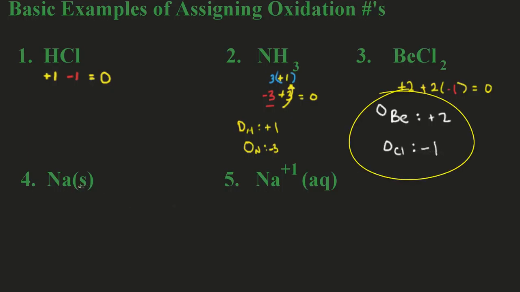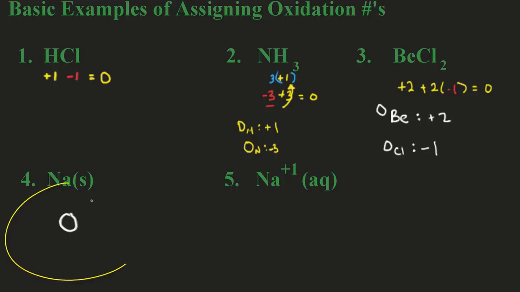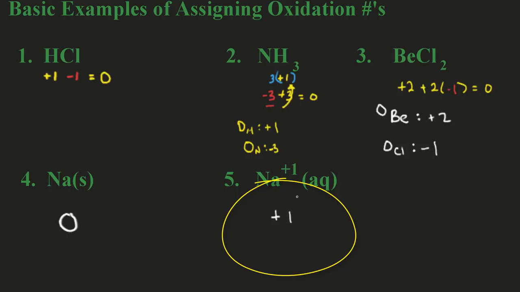This one, because it's a free element, you automatically write 0, move on. This one, because it's an ion, you automatically write the charge of +1, and then you move on. Alright? So these are some pretty basic examples. They do get a lot more complex, so make sure you check out the example videos. Practice, practice, practice.